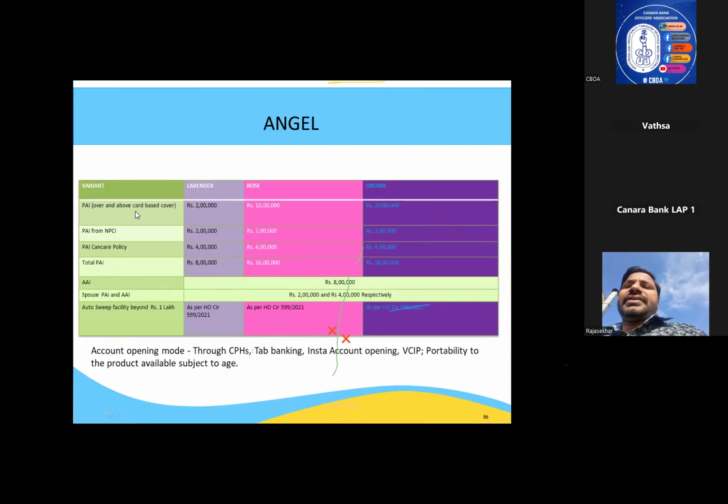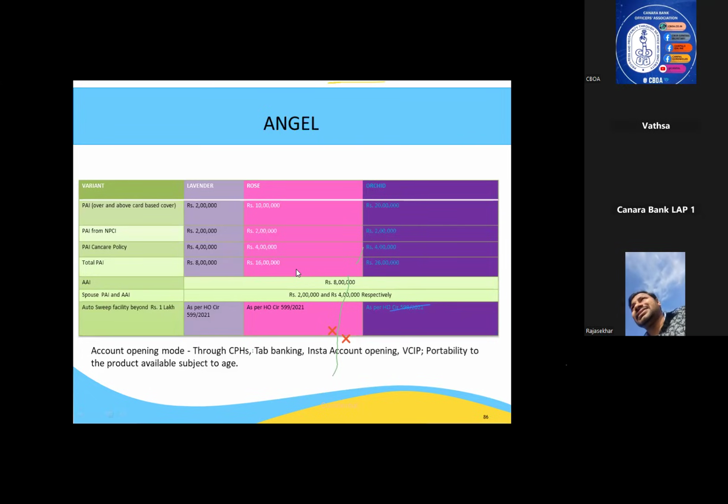The personal accident insurance varies for each product. First category it is 2 lakhs. Second category it is 10 lakhs. Third category it is 20 lakhs. Okay. And accidental insurance 8 lakhs is common for all the 3. Spouse personal accident and air accidental 2 lakhs and 4 lakhs is common. Okay. Auto sweep facility beyond 1 lakh, as per the circular, is common for all the 3.